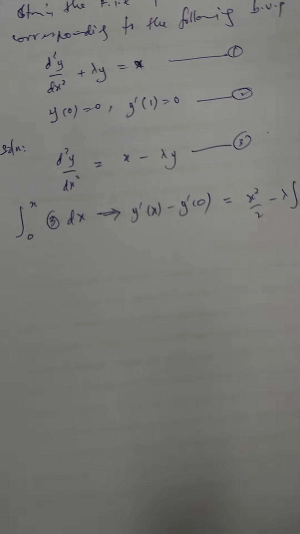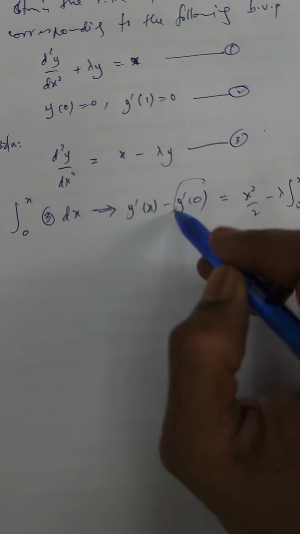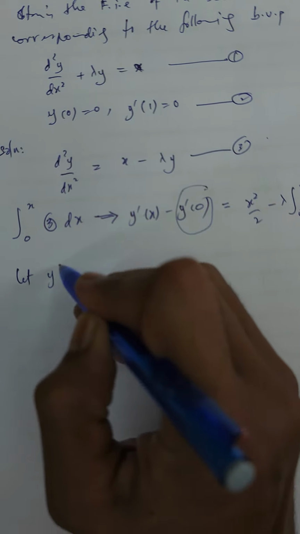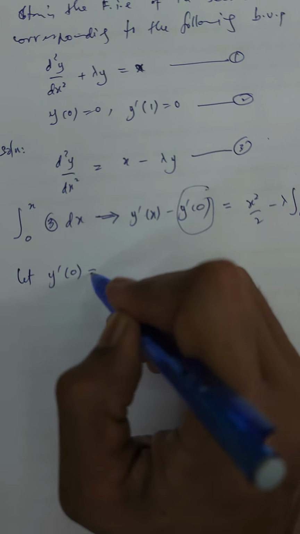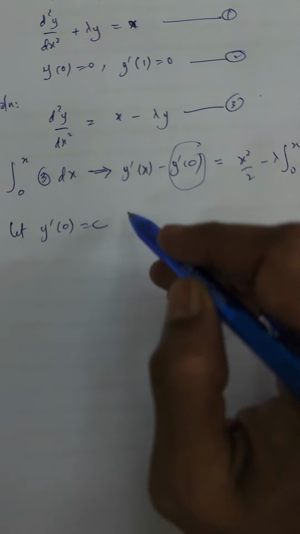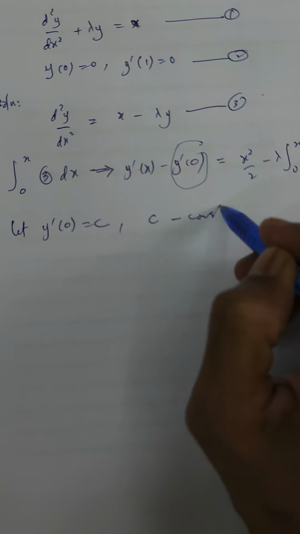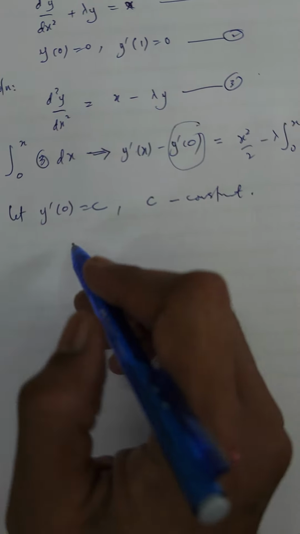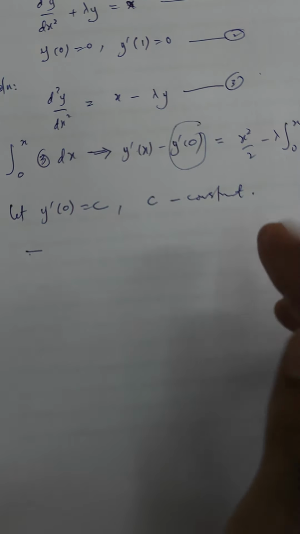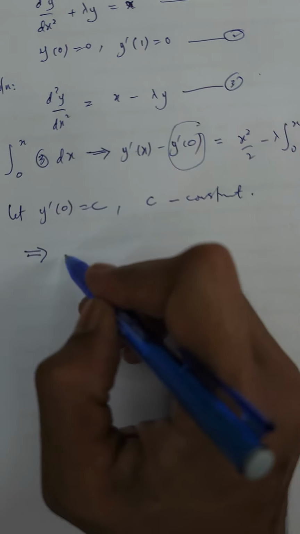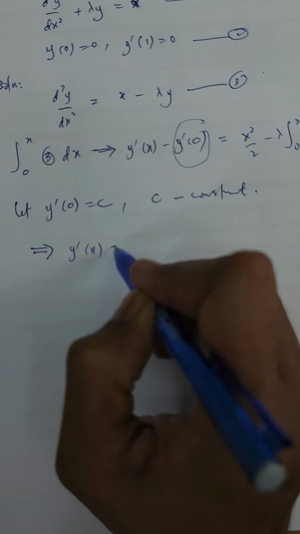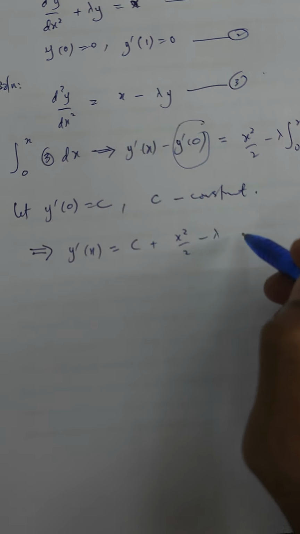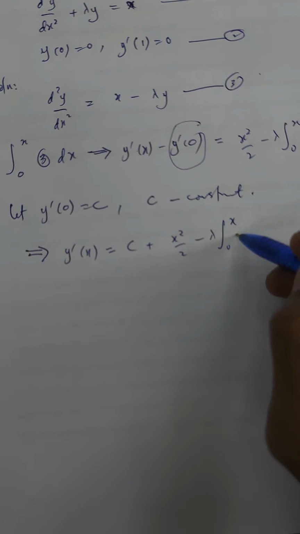Alright, and then we don't have this condition in the boundary condition. So then we let y prime 0 equal to c, for c an arbitrary constant. Therefore we have y prime x equal to c plus x squared over 2 minus lambda integral from 0 to x of y(x) dx.